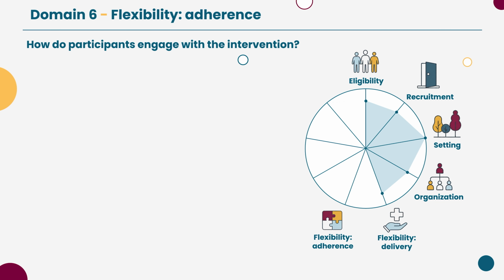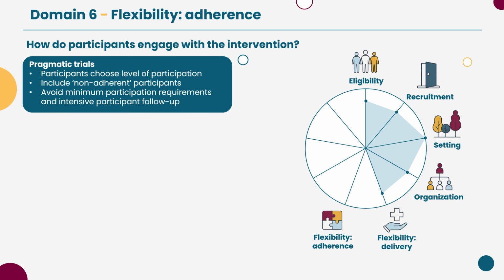Domain 6 focuses on adherence to the intervention. In highly pragmatic trials, participants are included regardless of prior adherence, and flexibility is maintained in how participants engage with the intervention. Less pragmatic approaches exclude participants judged as likely to be non-adherent or failing to adhere to a minimum dose, or include special measures to encourage participation to shape client choices.